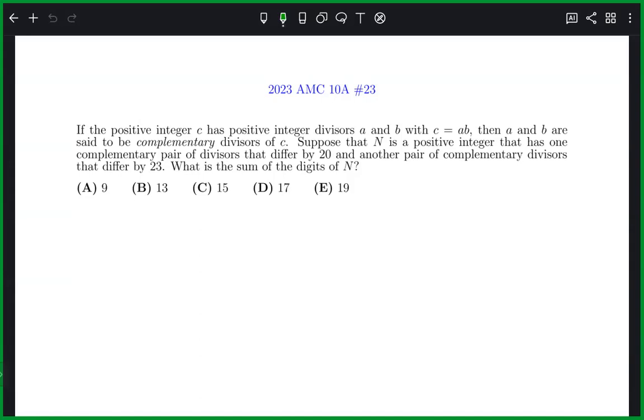If the positive integer c has the positive integer divisors a and b with c equals a times b, then a and b are said to be complementary divisors of c. Suppose that n is a positive integer that has one complementary pair of divisors that differ by 20, and another pair of complementary divisors that differ by 23. What is the sum of the digits of n?